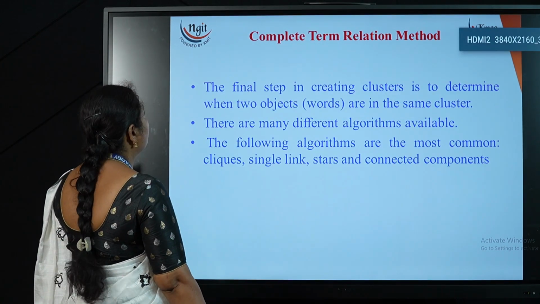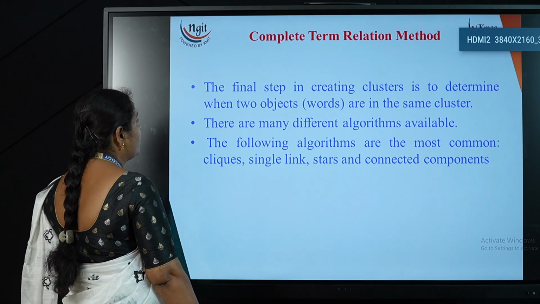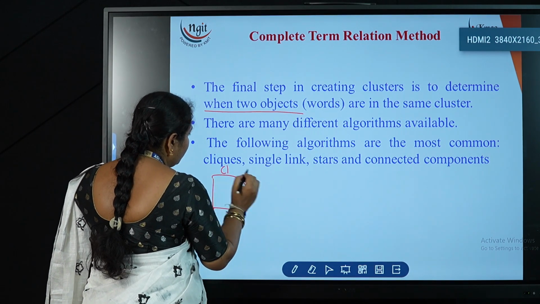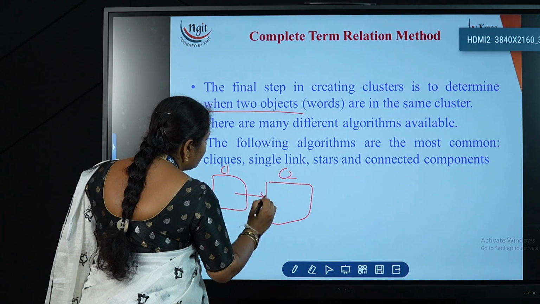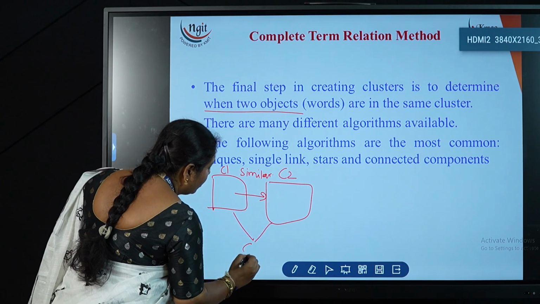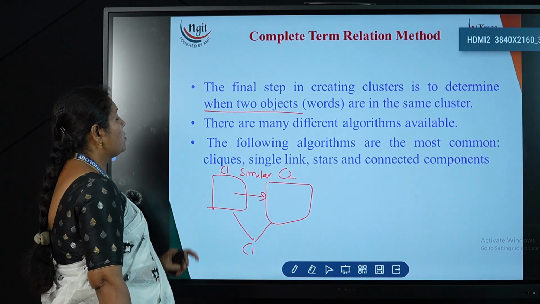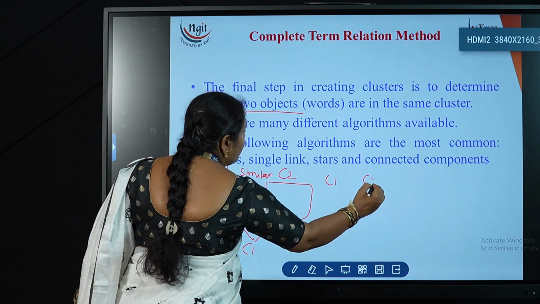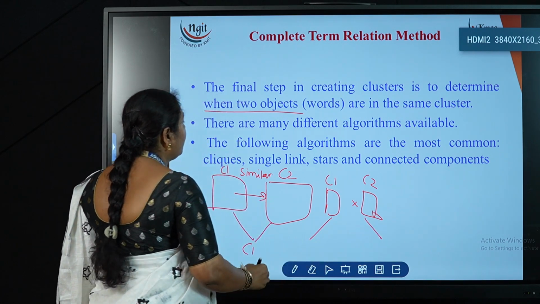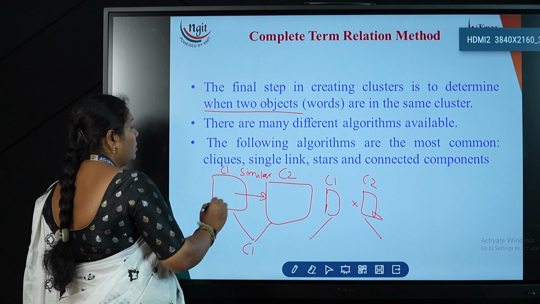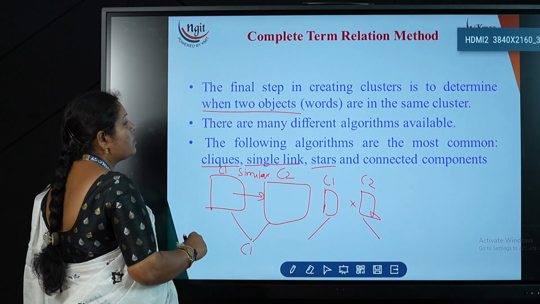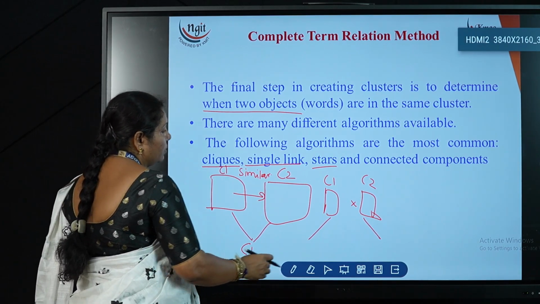So the final step is to determine whether two objects are in the same cluster or not. Yeah, this is very good. So after getting your complete matrix, I'll draw one matrix for class 1 or cluster 1, cluster 2. If these two are similar, what can I do? I can club them into the complete C1. Got it? So same cluster. Suppose I create C1, C2. There is no match between these two, so the individual clusters will continue. So in order to do this similarity, we can use clique, single link, star and connected components algorithms for your clustering.